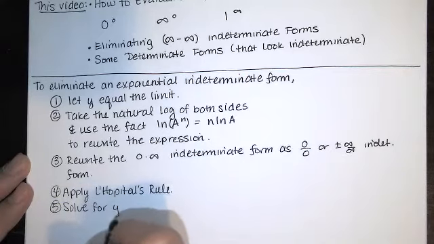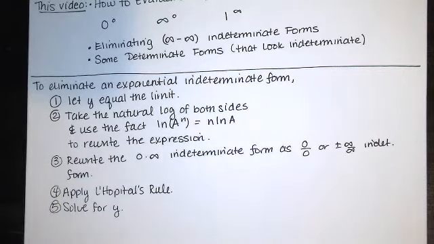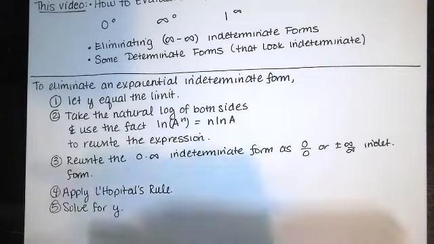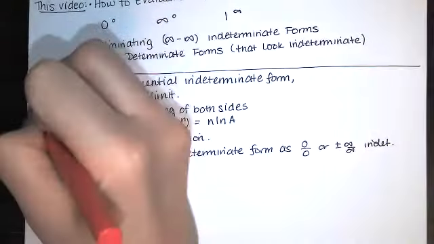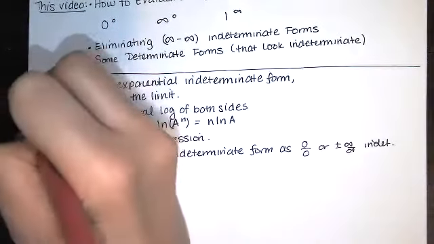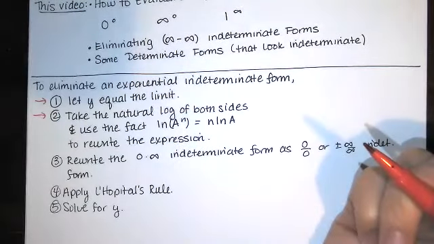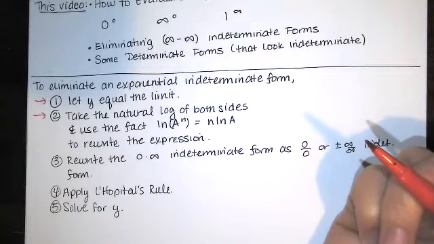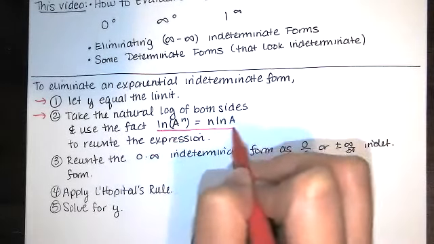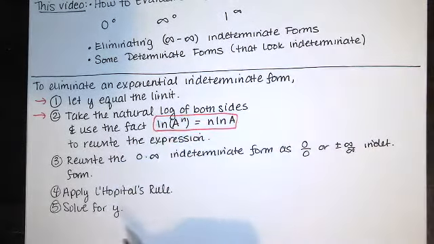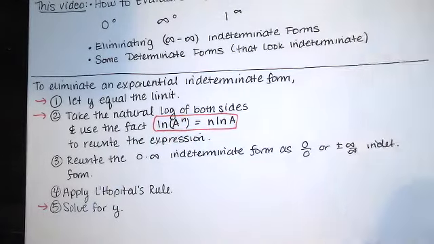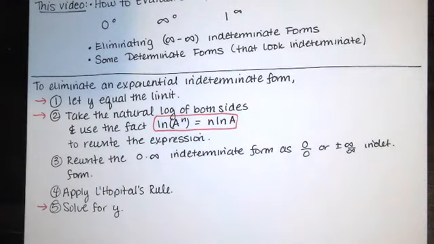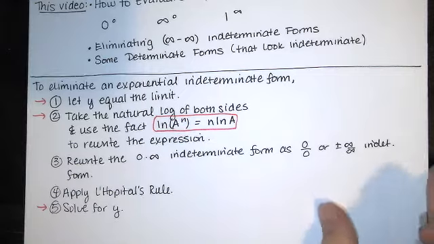That's a lot of steps. It's easier when we see them in action. But the basic idea is right here. You're going to let y equal the limit, take the log of both sides, then you're going to use this log property to rewrite your expression, and eventually you're going to solve for y. That's the plan. Let's do it.